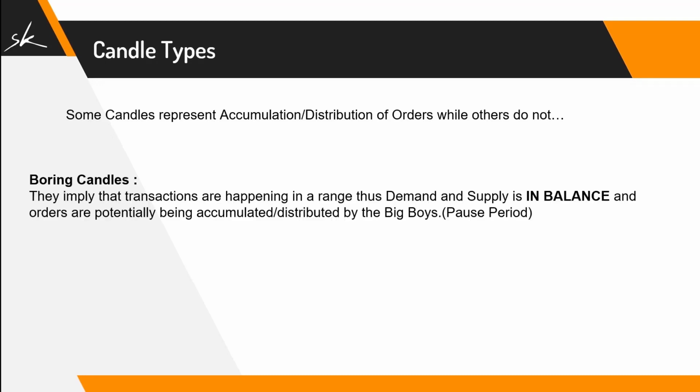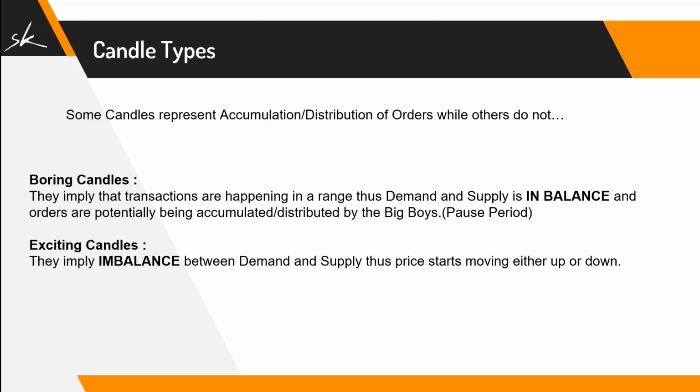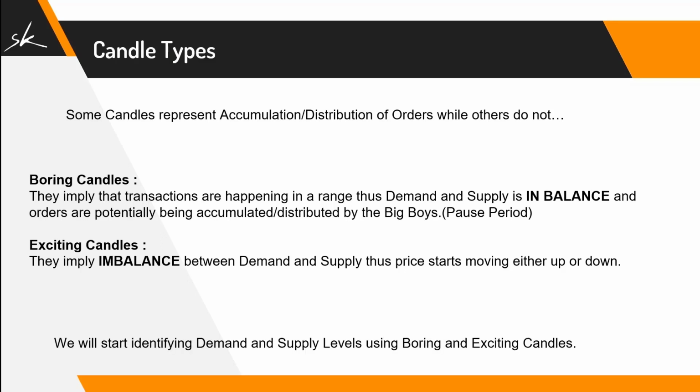Boring candles. They imply that transactions are happening in the range, thus demand and supply is in balance and orders are potentially being accumulated or distributed by the big boys. This is what we also refer to as the period of pause. Exciting candles. They imply imbalance between demand and supply. Thus, price starts moving either up or down. We will start identifying demand and supply levels using boring and exciting candles.